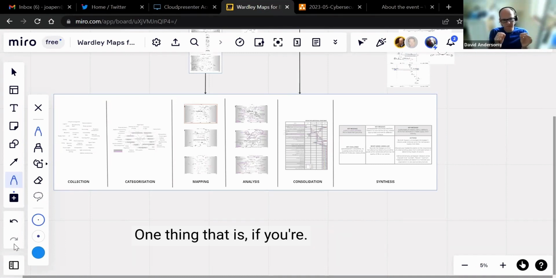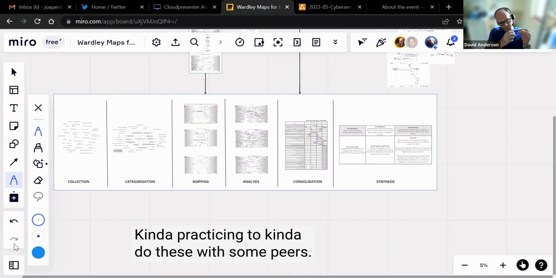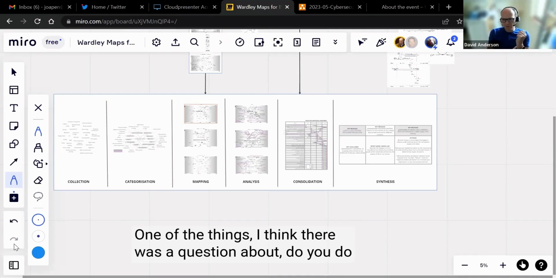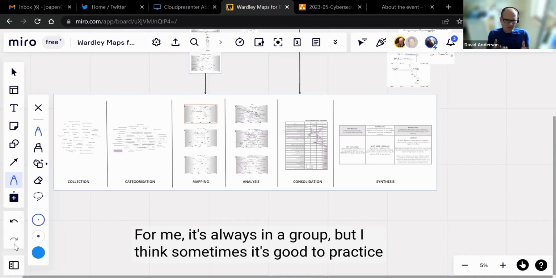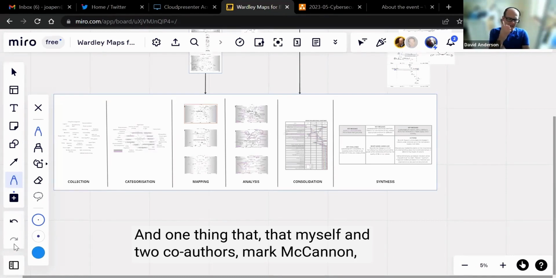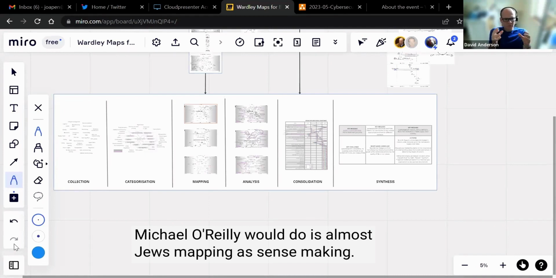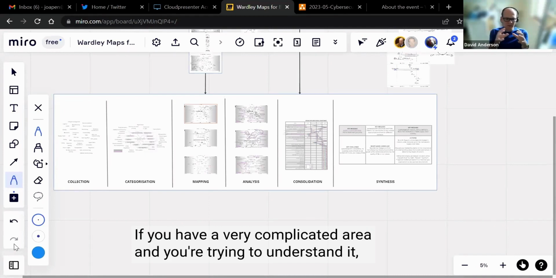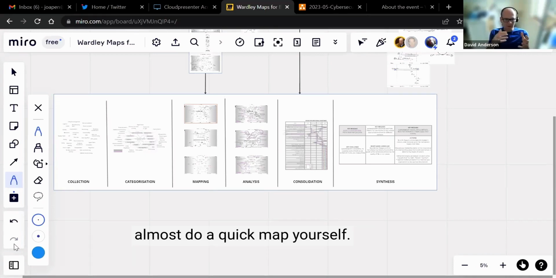One thing, if you're practicing to do these with some peers, I think there was a question about, do you do this on your own or in a group? For me, it's always in a group, but I think sometimes it's good to practice by yourself just to get the feel of it. And one thing that myself and two co-authors, Mark McCann and Mike O'Reilly, would do is almost use mapping as sense making. If you have a very complicated area and you're trying to understand it, do a quick map yourself.